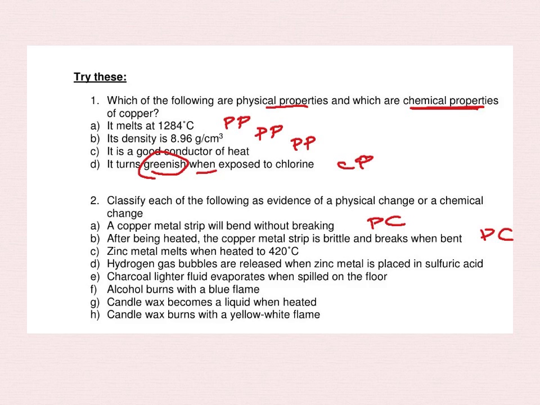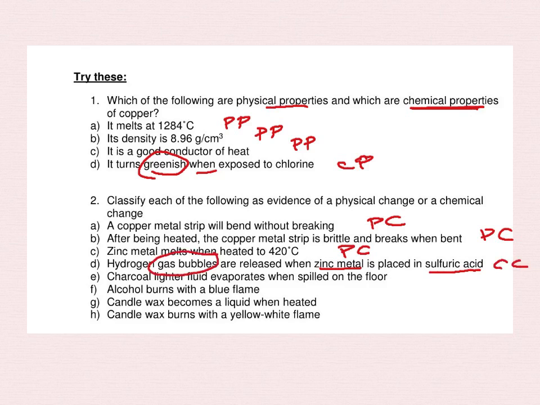Zinc metal melts when heated to 1420. Melting is physical. Physical change. Hydrogen gas bubbles are released when zinc metal goes into acid. If you all of a sudden see bubbles, bubbles are an indication of a chemical change.